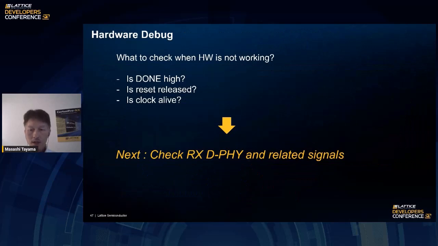Now, I'd like to talk about hardware debug. When our FPGA is not working as expected, we should check some basic things first, like whether done equal high or not, since this signal indicates FPGA is properly configured or not. Also, we should check some basic signals like reset and clock before diving into the design itself. Then let's move to RxDPHY check.